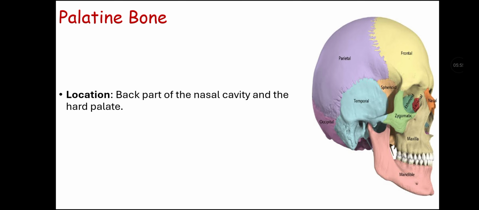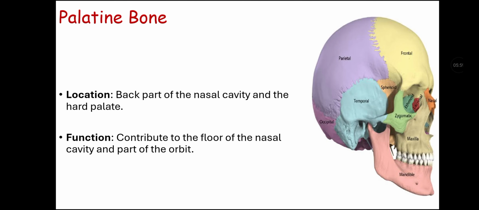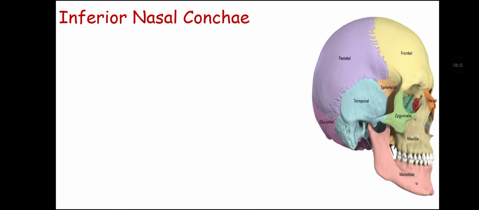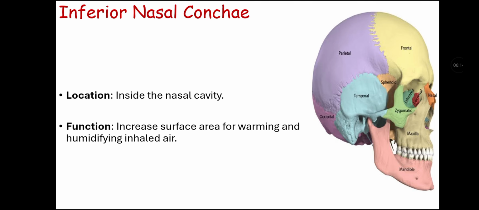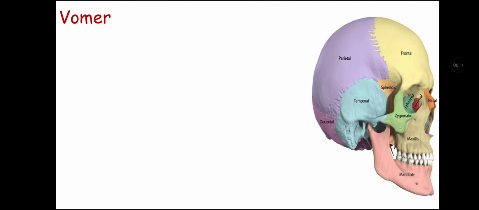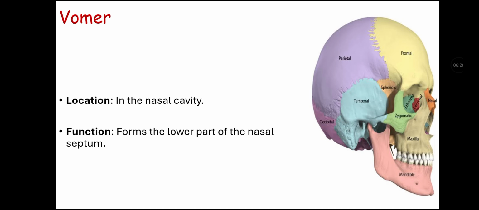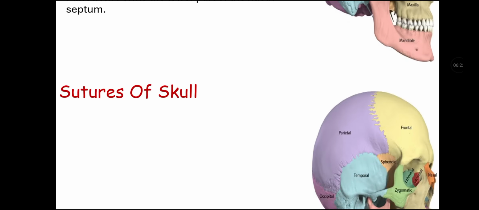Next bone is the palatine bone. They are located at the back part of the nasal cavity and the hard palate. They contribute to the floor of the nasal cavity and part of the orbit. Next is the inferior nasal conchae. It is located inside the nasal cavity. Its function is to increase surface area for warming and humidifying inhaled air. Next bone is the vomer. It is located in the nasal cavity. It forms the lower part of the nasal septum.